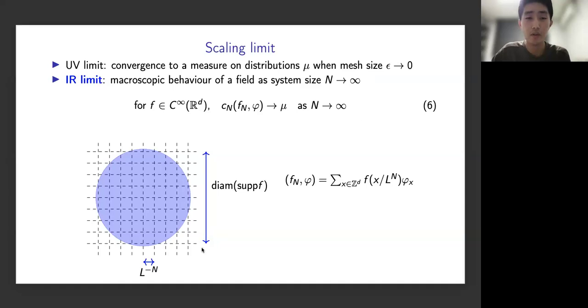And when you think about this, you should have this type of picture in mind. However, you shouldn't confuse yourself by thinking about this picture that the mesh size is going to 0. We are really looking in the opposite direction, where the diameter of the subpart of f is multiplied by L^n, and it is tested against this function and this random field phi.